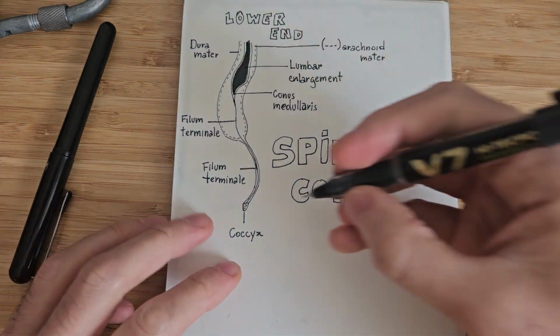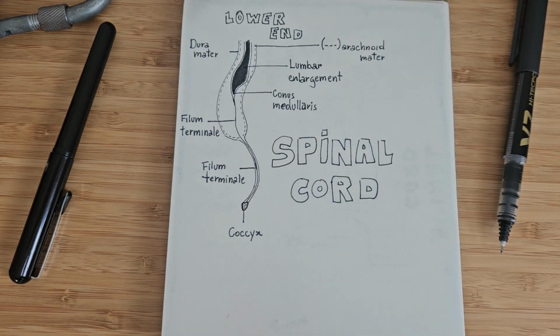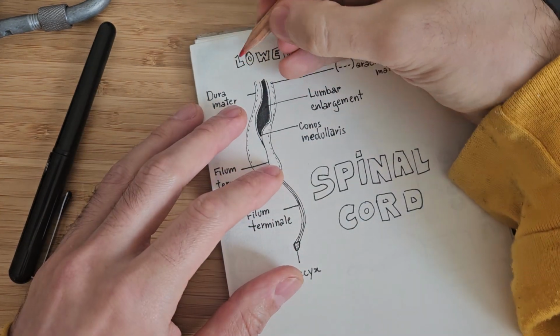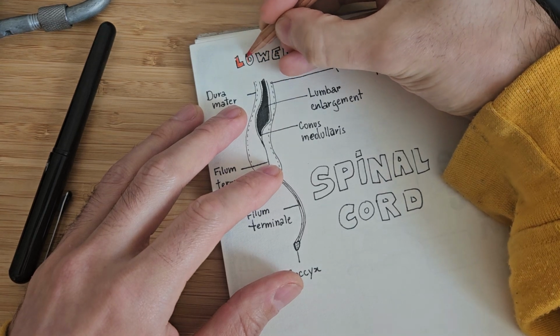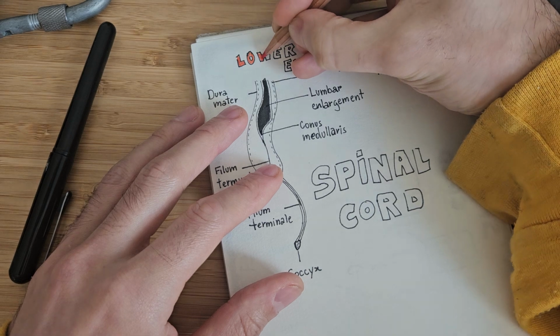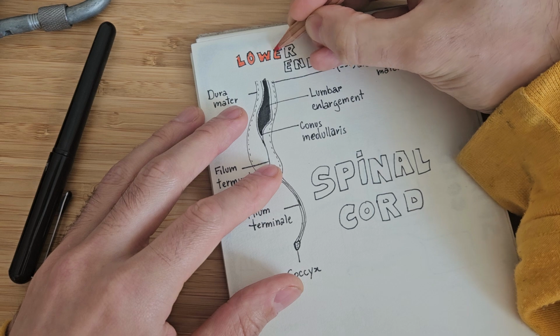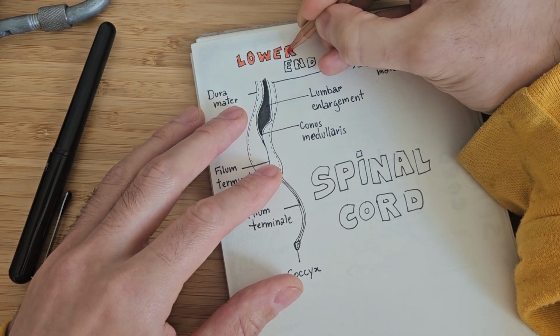Now, what I want to do here, I want to add some color just to make life easier, because sometimes it's quite challenging to identify the structures. So I'm gonna add the red one to the lower end. Okay. I'm pressing a little more.